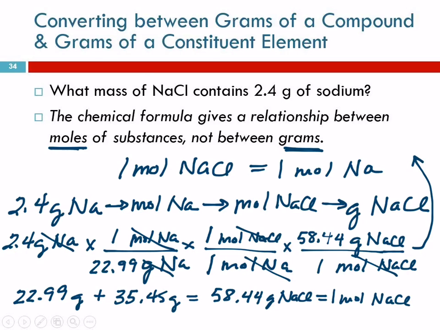How many significant figures should this answer have? 2. We're doing multiplying and dividing, and so we're going to look at the number of sig figs. This one has 2, this one has 4. Those are exact, and this one's 4. So the smallest number of significant figures is 2. I'm going to round my answer, and it's going to be 6.1 grams.